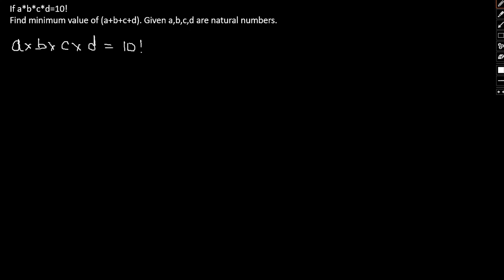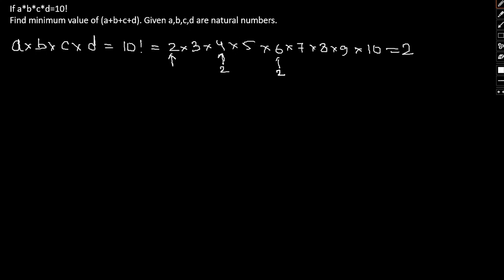Okay, so 10 factorial can be written as say 2 into 3 into 4 into 5 into 6 into 7 into 8 into 9 into 10. Now let me represent the same into its prime factors. So let's now count number of twos. So we have 1 two here, 2 twos here, 1 two here, and 3 twos here. Okay, so that comes out to be 2 to the power 8.